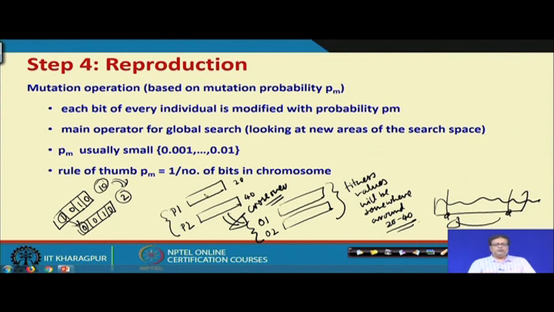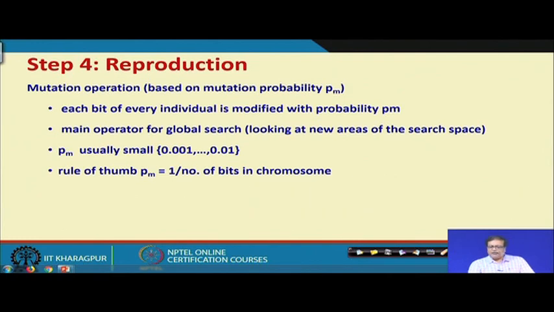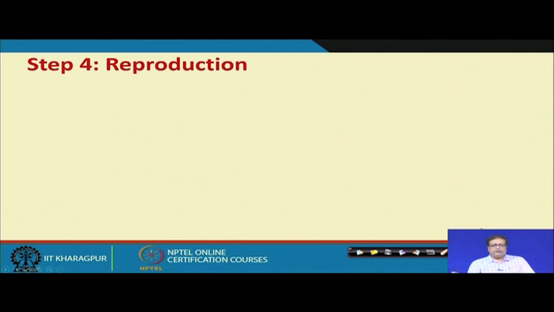Each bit of every individual is modified with probability P m. There are so many bits, so you can modify any one of the bits with a very low probability. Sometimes we use 1 by the number of bits in the chromosome, but usually the probability of mutation should be very low indeed. So, having known that, let us take an example of mutation.